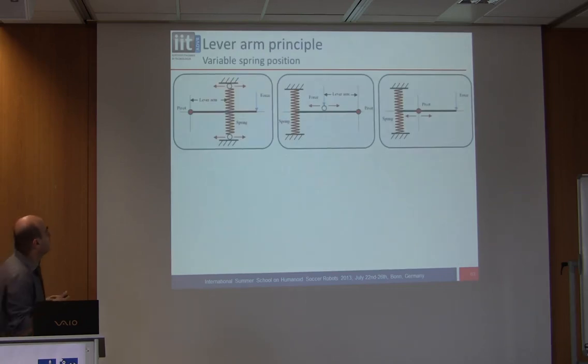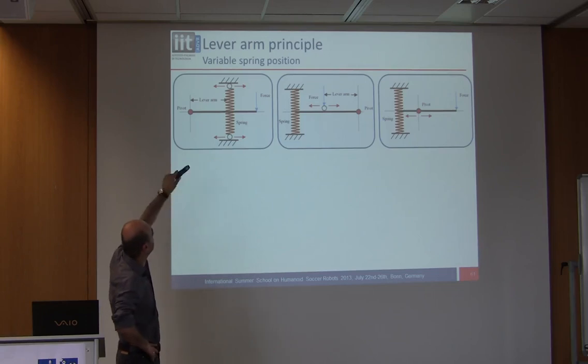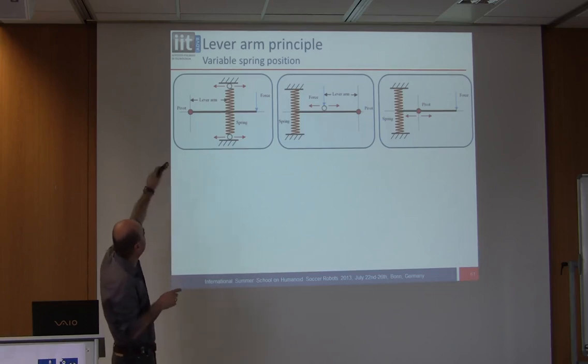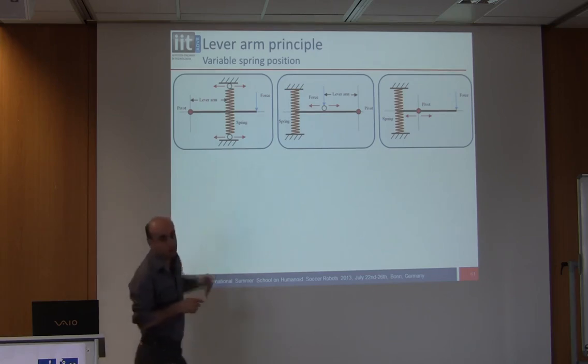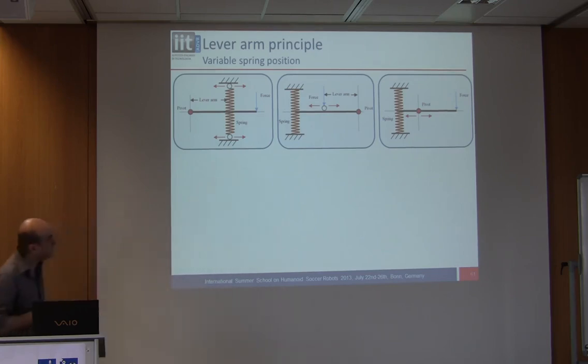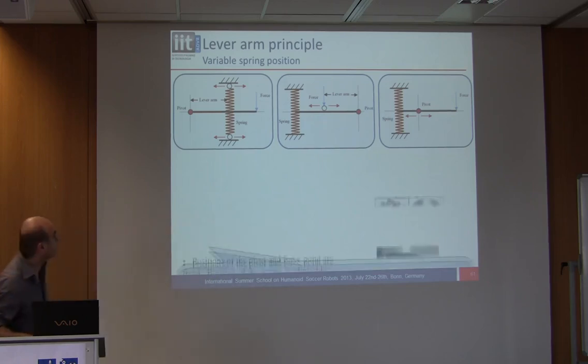But let's start with the lever principle, which is basically like a variable transmission system. If you consider this schematic, it consists of a few components. You have the lever arm, a pivot point of the lever arm, the springs, and a place where you apply the force. You can regulate the stiffness at the output point where the force is applied using different principles.